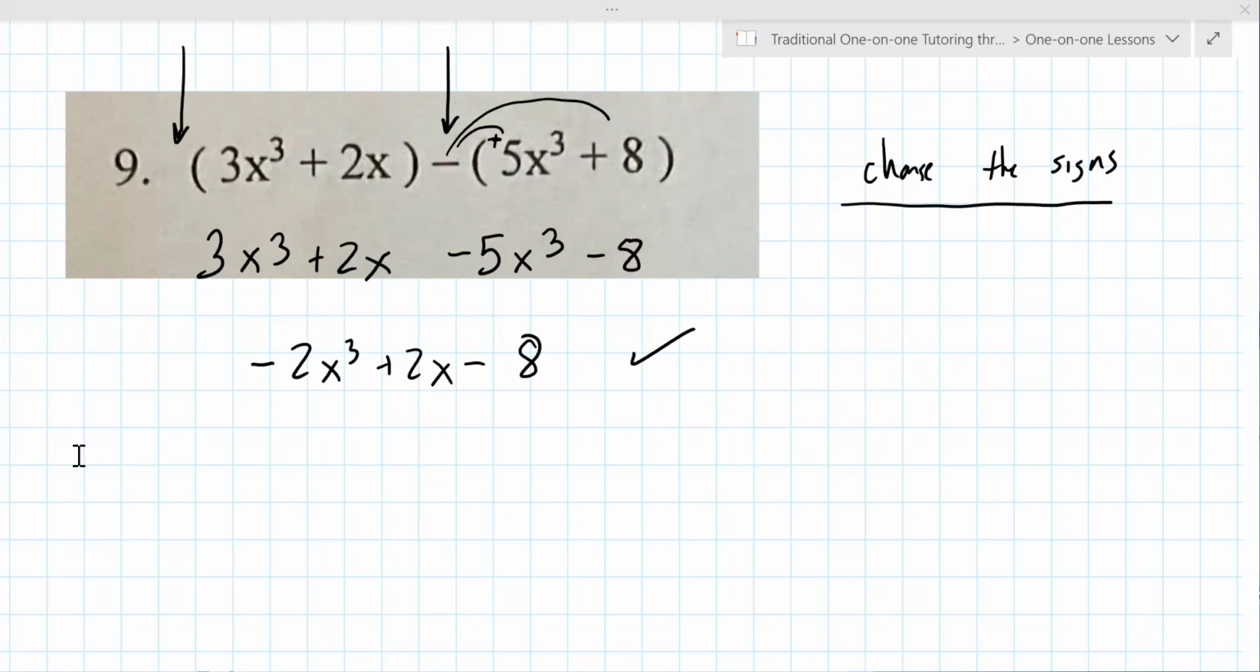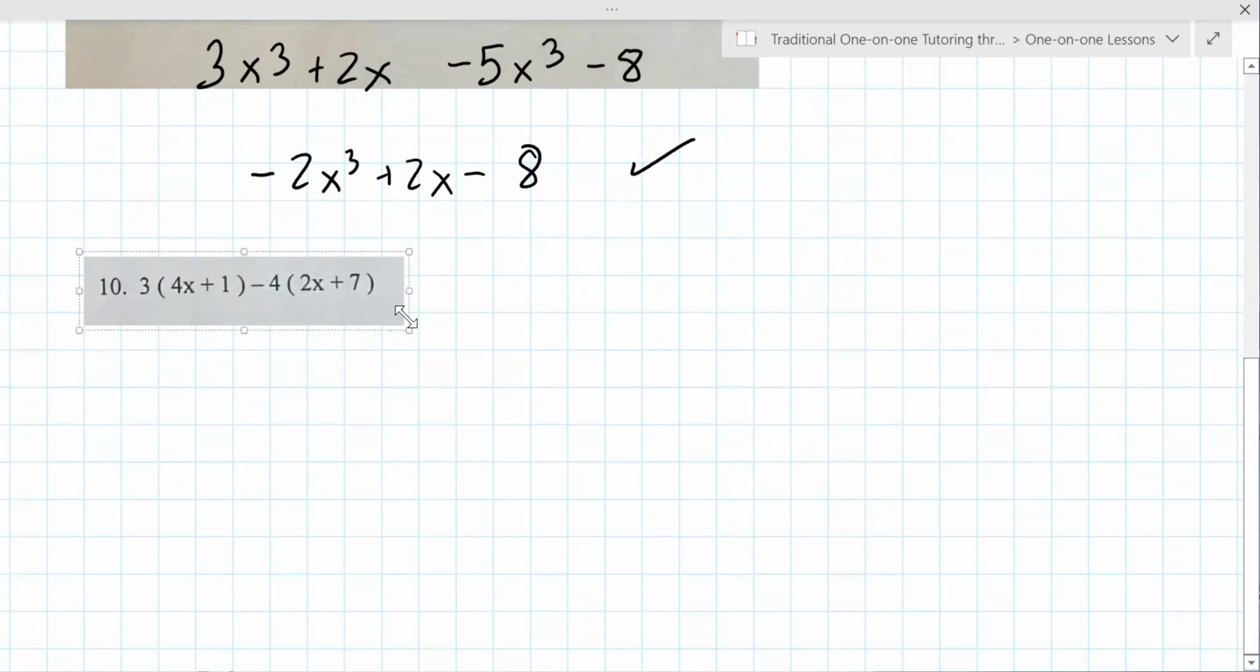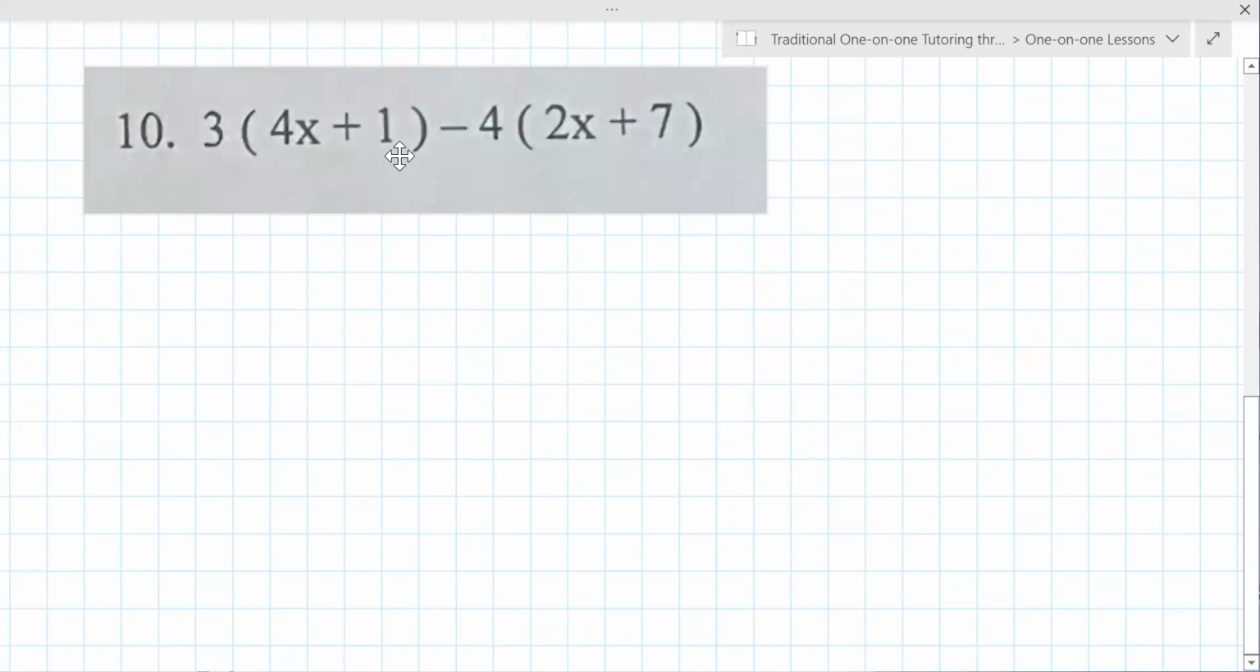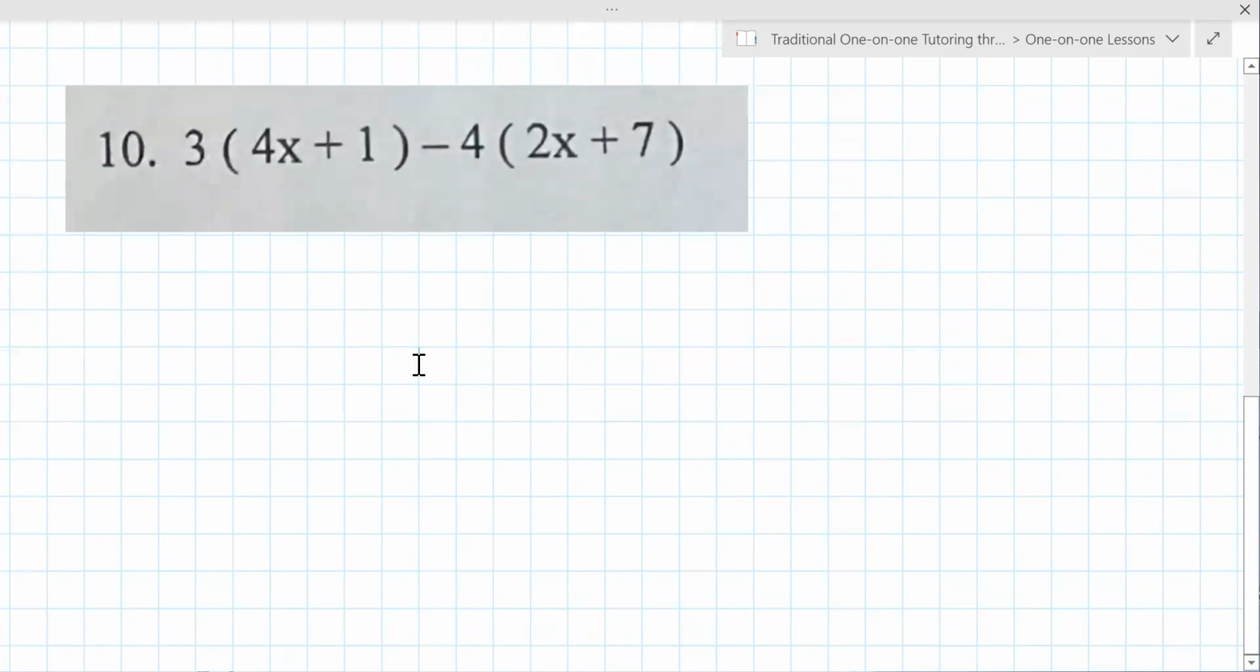All right, number 10. Number 10 here. All right, so this one's kind of the culmination, the summative, if you will, of the previous couple of problems. Okay. So the 3 is keeping the parentheses on the left, because it's 3 times, you're going to multiply both of these terms by 3.